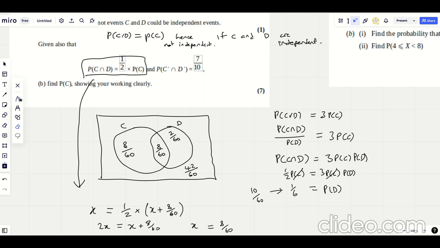So it looks right. And hence, P of C equals 16/60, which is 4/15. And it's done. That's a hard question, that. I think that's really, really tough.